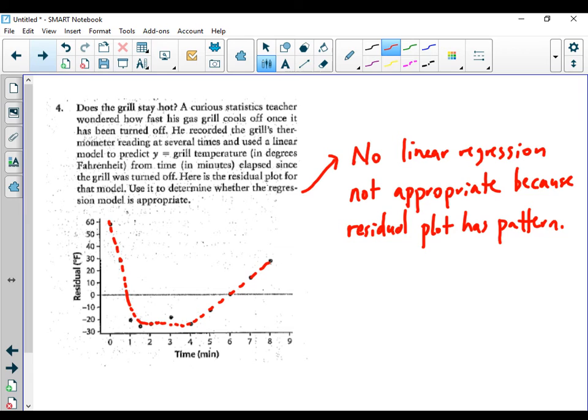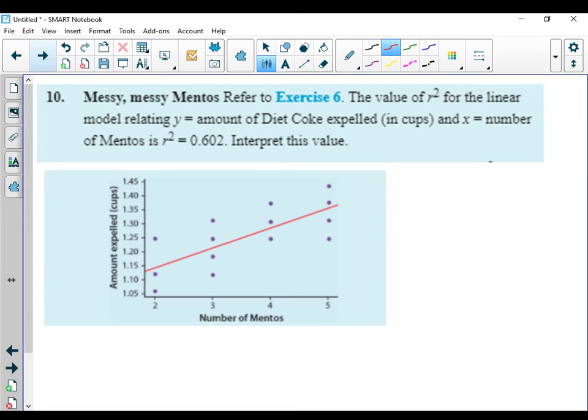Well, the second part of 2.7 was talking about the R-squared value. So in problem number 10, first of all, they said refer back to exercise 6. Exercise 6 had a situation tied to it. We didn't do the actual problem, but it had this graph where they talked about the number of Mentos and the amount of cups of Diet Coke that was expelled when we dropped those Mentos in there. The problem itself we didn't have to do anything with. They just wanted us to remember what the situation was.